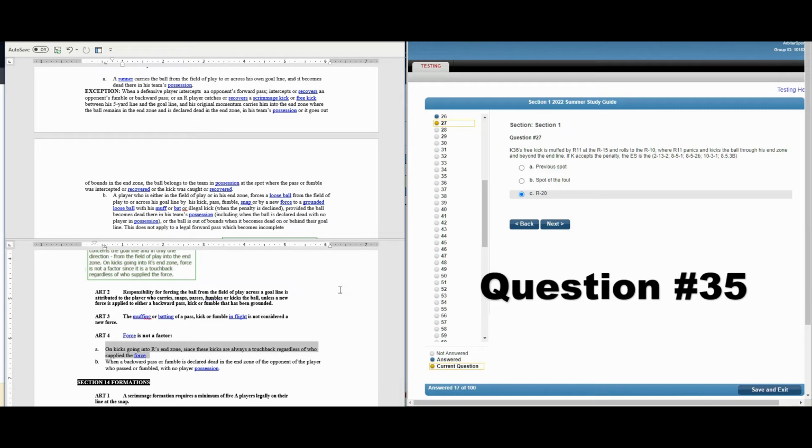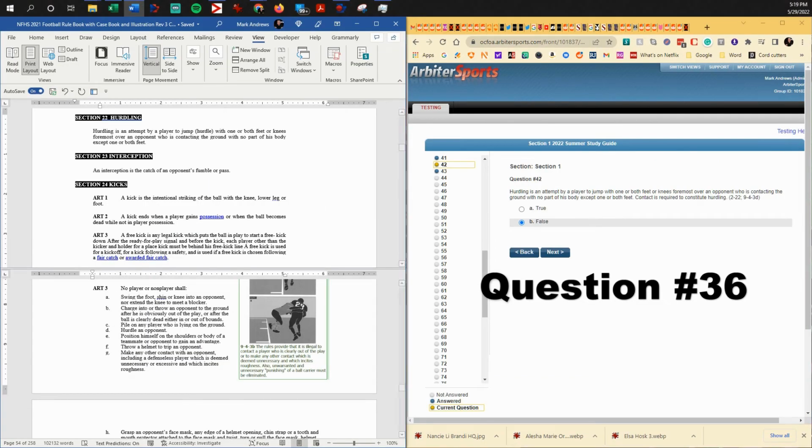So the answer is it's the previous spot, right? It's a 15-yard, I think it's 15. Whatever. It's a penalty for illegal kicking, and it's going to be enforced from the previous spot. But I got to find out why force isn't a factor when it goes into the end zone. All right, moving on.